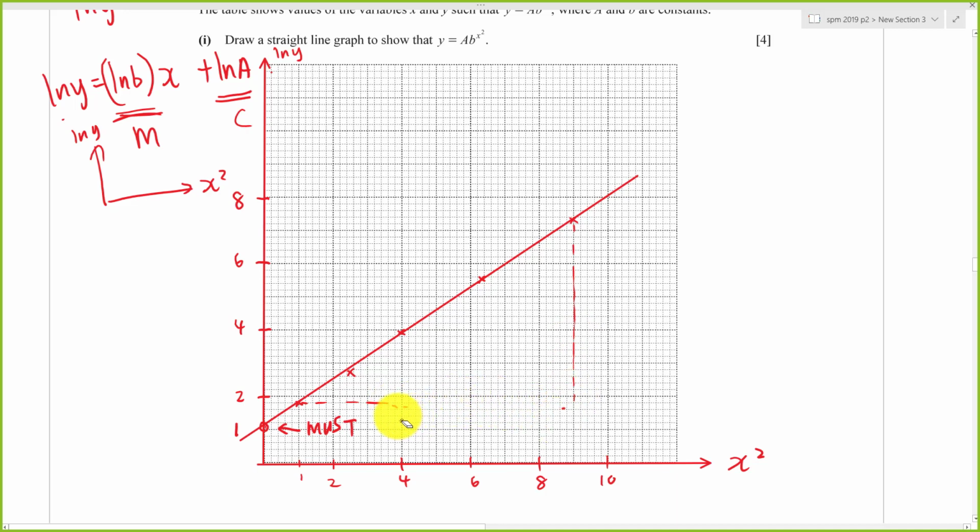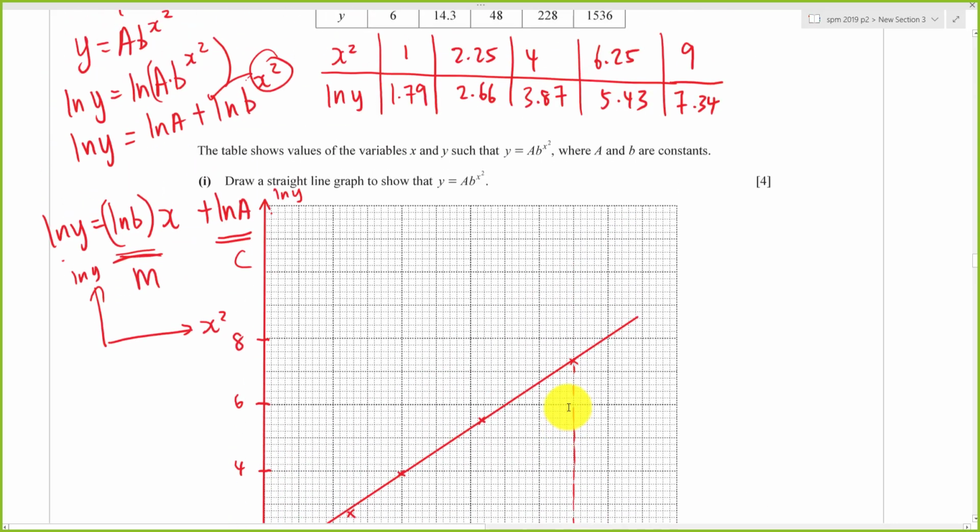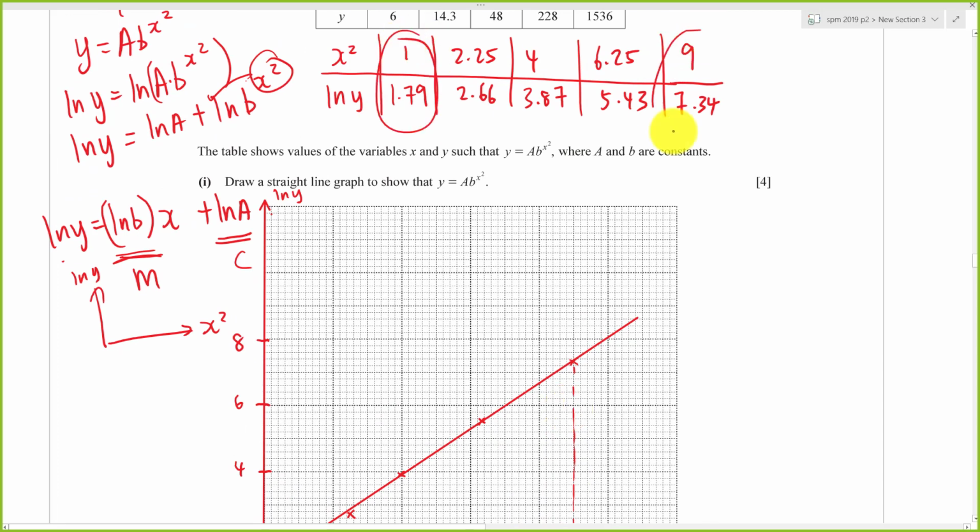Yeah, but this one must look like a straight line. I'm using freehand. Of course, in the exam, you will use the ruler. So I will take these 2 points to get my gradient. So this is the first one and the last one, isn't it? So I will take the first one and the last one to do my ln b. Ln b is my gradient, right?